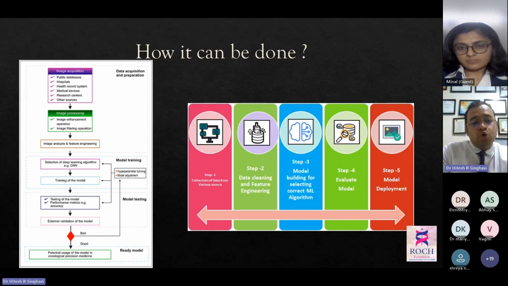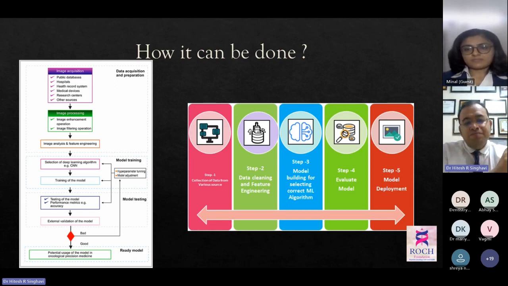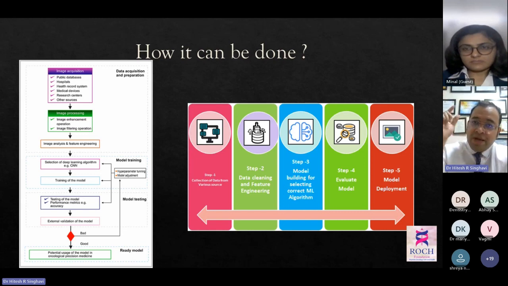So here you feed data, then you test the model internally. With the same data set, you test the model, and after that you test with an external validation. That means you test that model with data from outside your institute or outside the data set and check if it is repeatable, if it is reproducible. If yes, then it has potential for use in a clinical or real world setting.